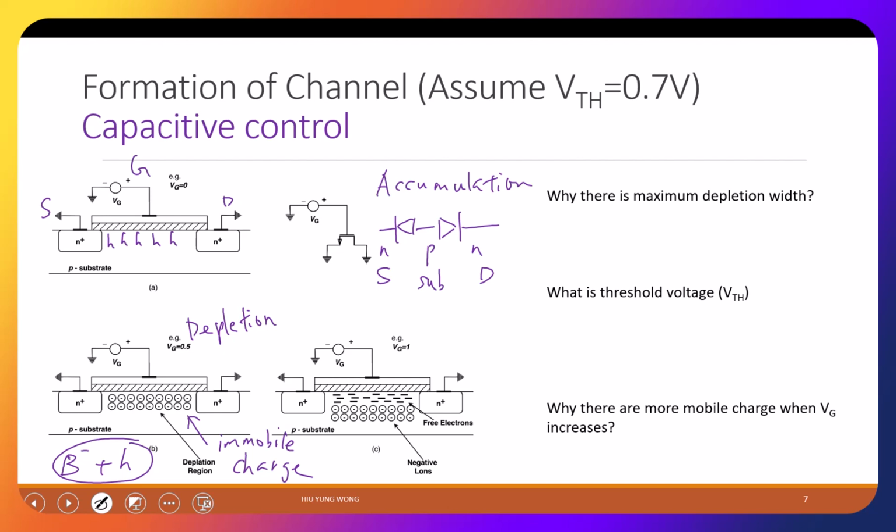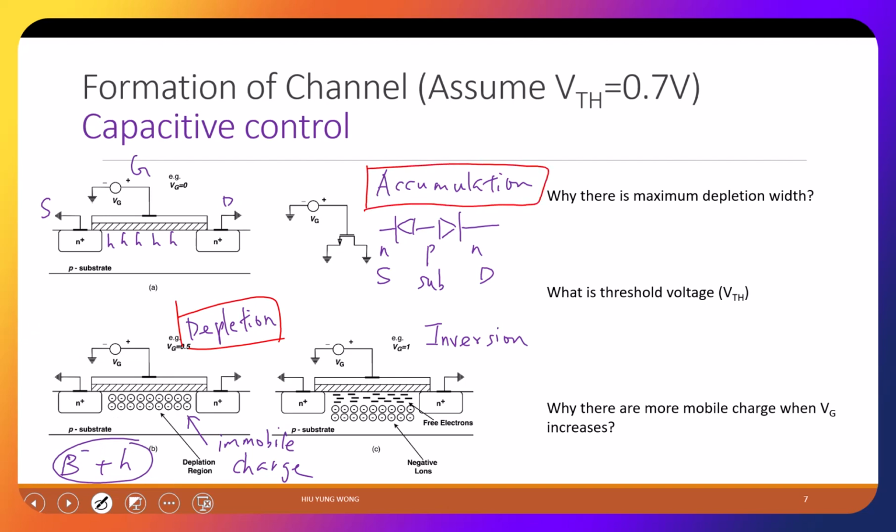Okay, so then let's work harder. I try to increase the gate voltage to be even more positive. What will happen? Now you will keep depleting more hole, but eventually it will also attract a lot of free electrons to the surface. This region is called inversion. Any idea why it is called inversion?